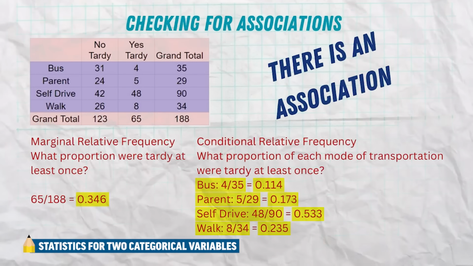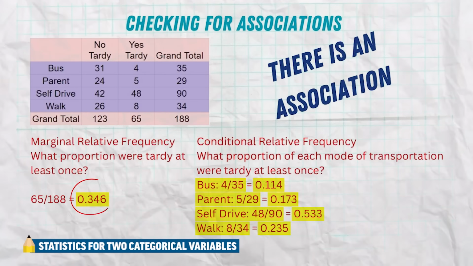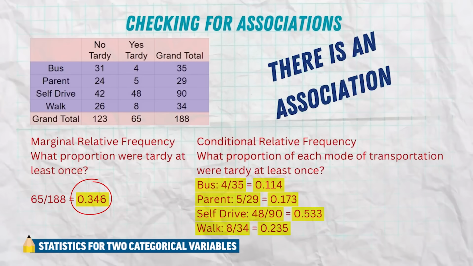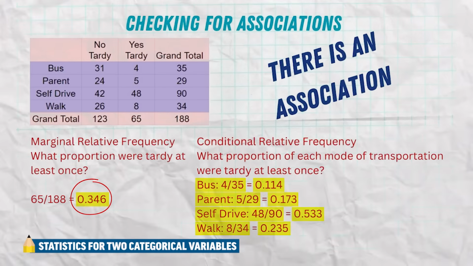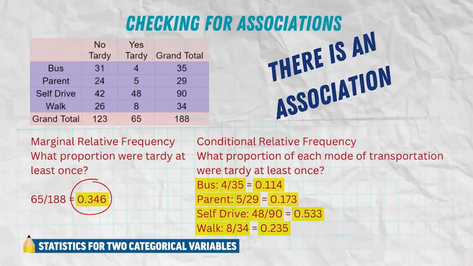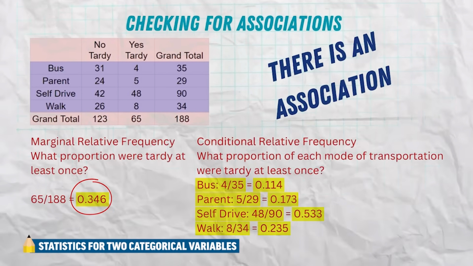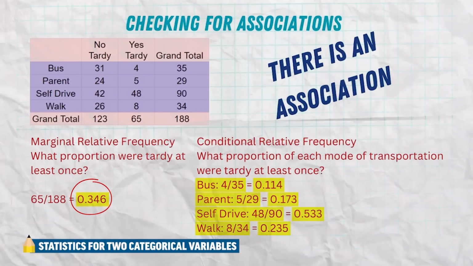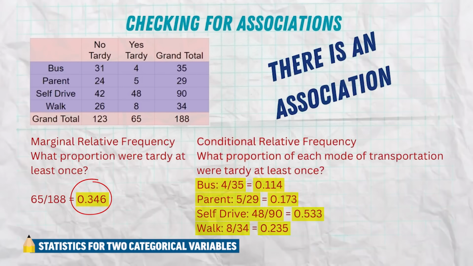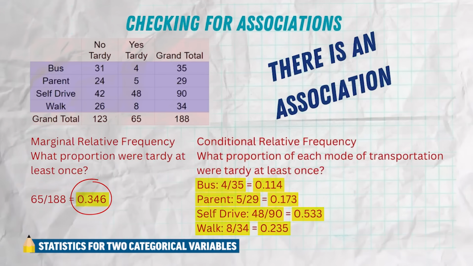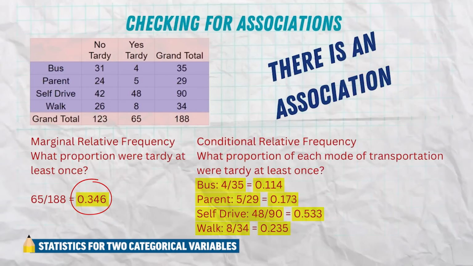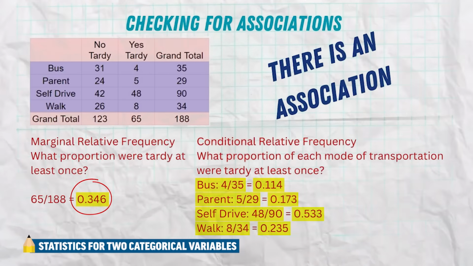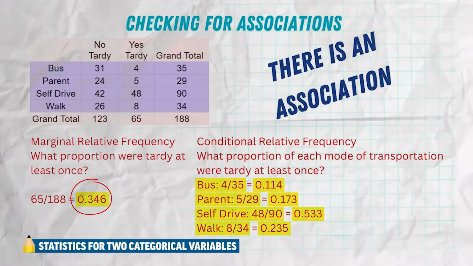So here we're seeing very different numbers. The marginal relative frequency, that 34% number, is not matching up with the conditionals. That is a sign of an association, because this is showing that when you add that added condition of, hey, I go on the bus to get to school, it made me less likely to be tardy. And if I drive myself to school, it made me much more likely to be tardy. This is where we see that there is an association, because those conditions change the probabilities or change the proportions.